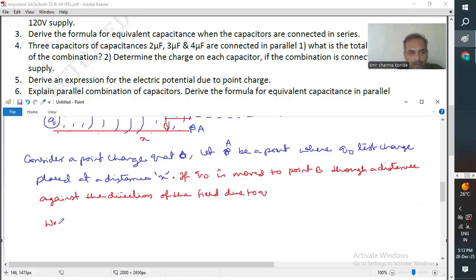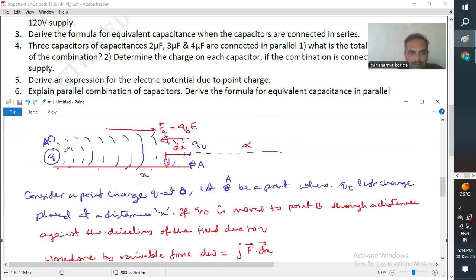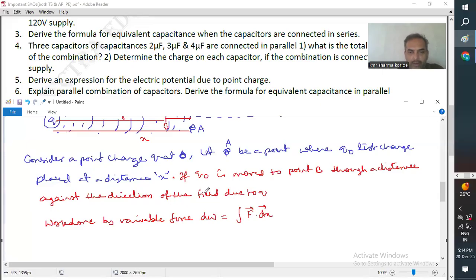So work done by a variable force, that is electrical force. In general, it is represented with integration. So dW equals F dot dx. So what are the limits? Initially it is brought from infinity. Finally, Q naught is going to be placed at a distance r. So limits are infinity to r.